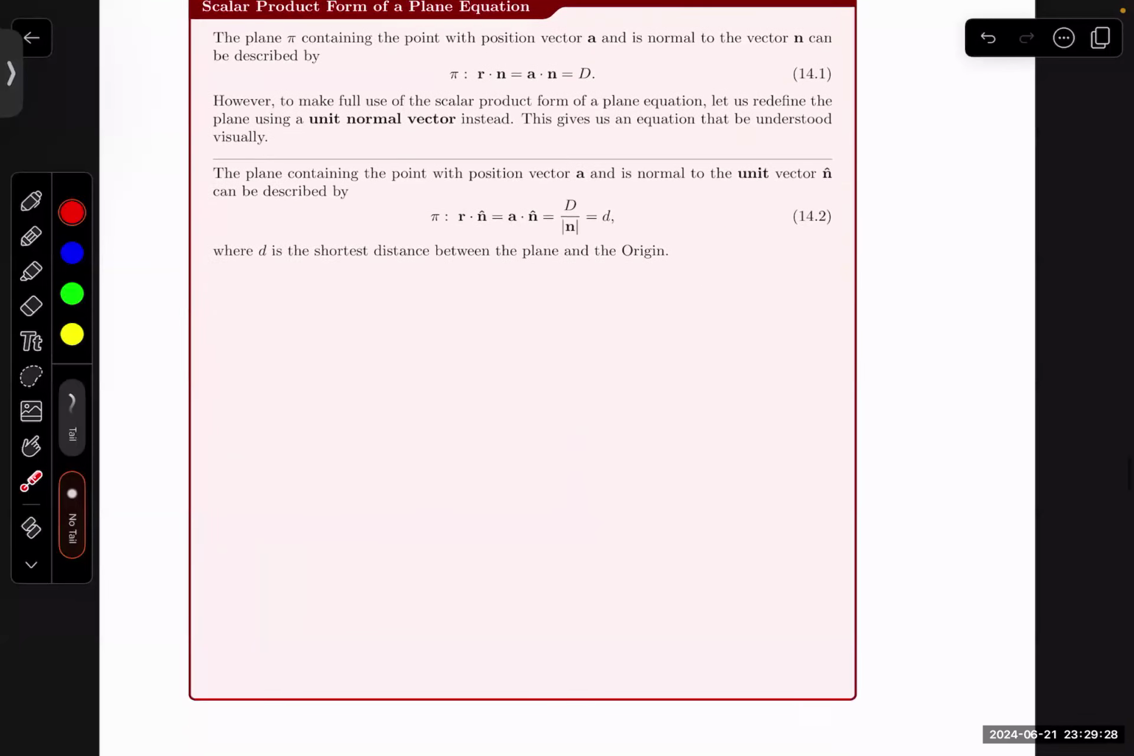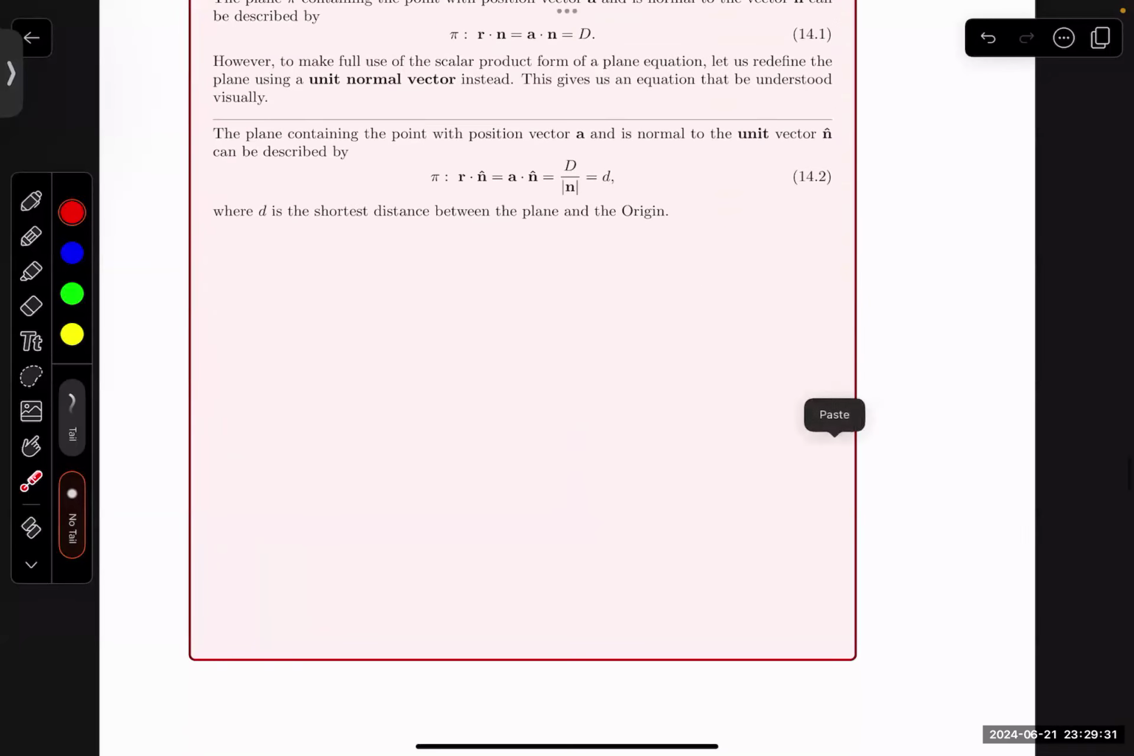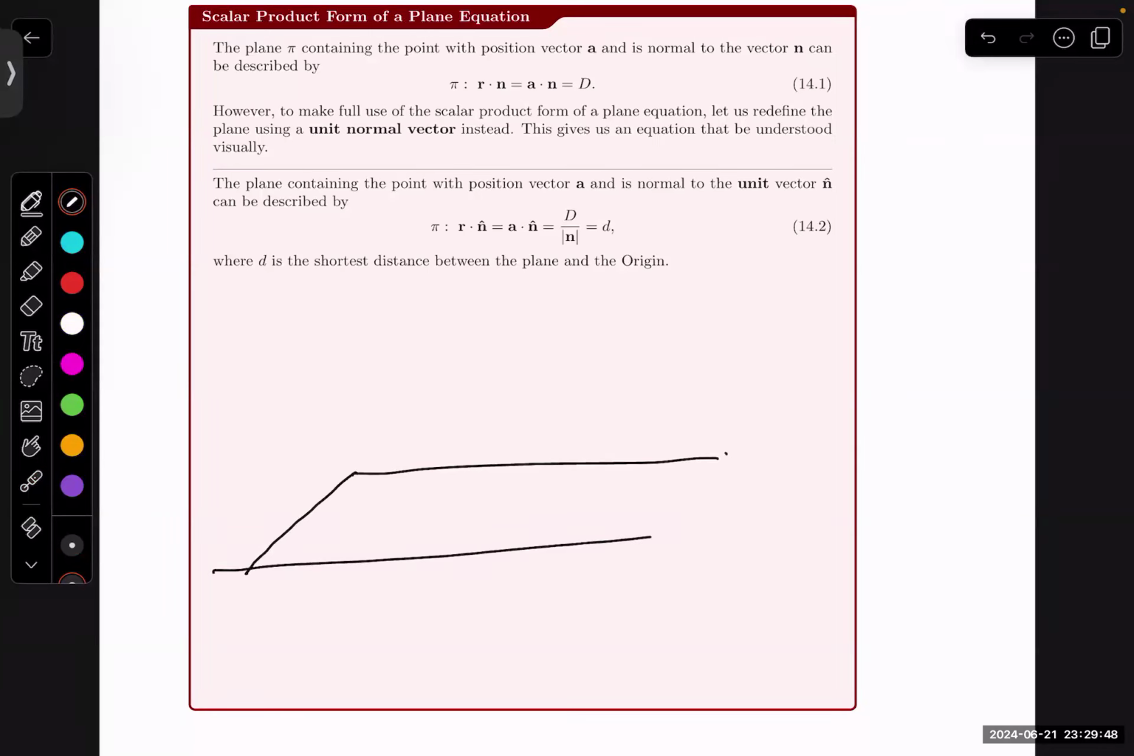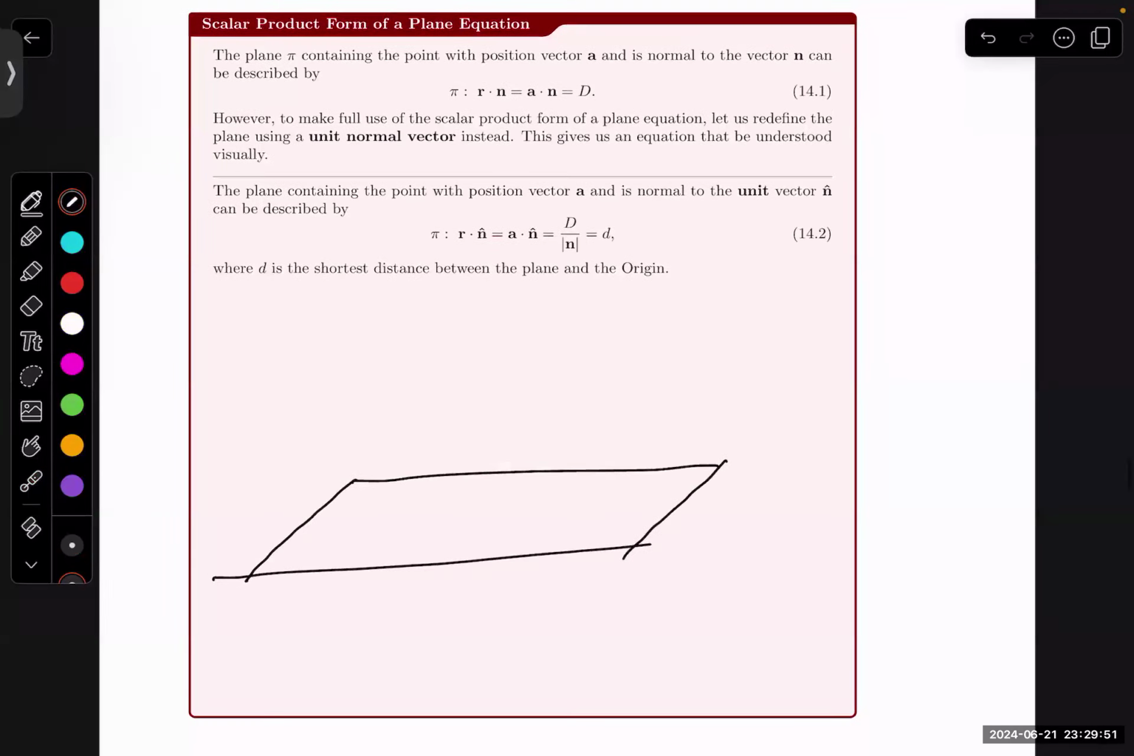This visualization is going to be very useful for things like distance between origin and plane, distance between planes, like parallel planes, things like that. How to visualize it is, for any plane, there's an origin somewhere. Let's say the origin is up here, and the plane is over here like this.